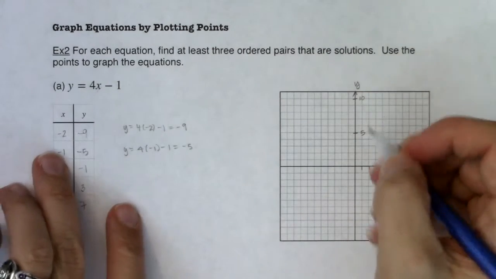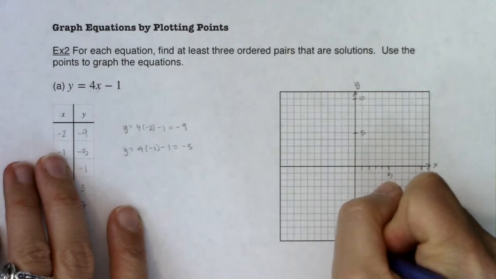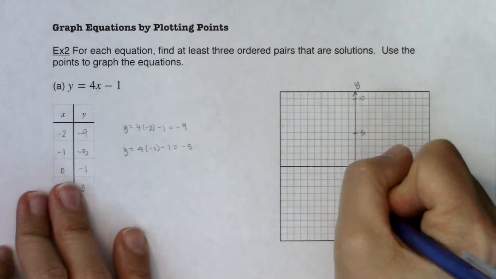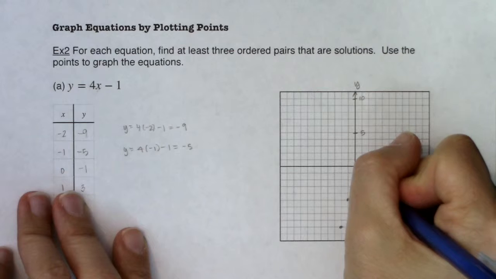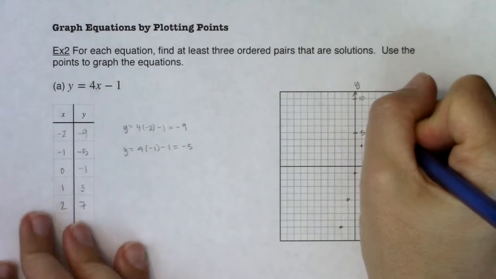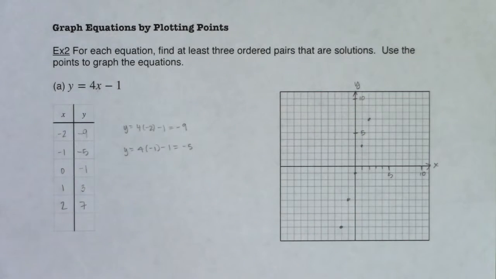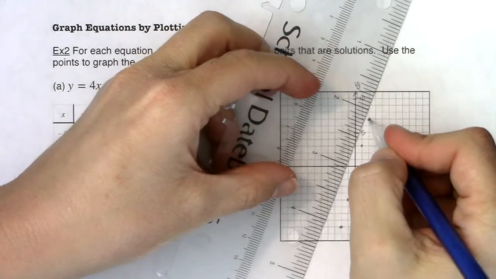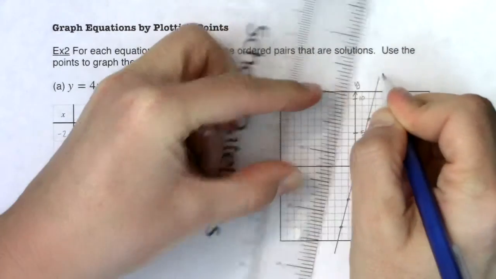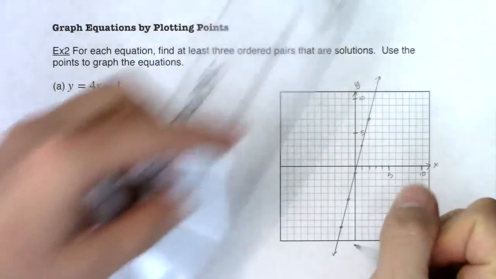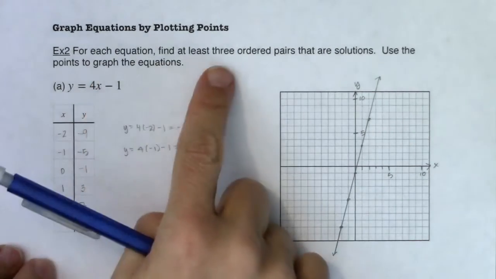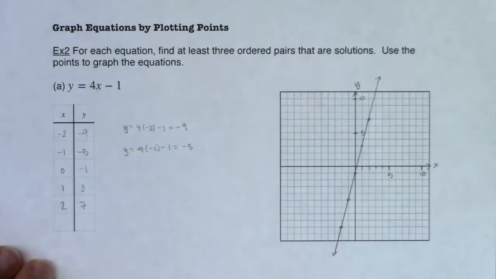All right, let's put some ordered pairs on here. So we've got negative 2, and then if I go negative 9, I'm going to come up this way. And then we've got negative 1, 1, 2, 3, 4, 5. I've got 0, -1. I've got 1, 3, 2, 3, 4, and 2, 7. So taking a look at that, I can see the line in here. Okay. So there we go. That's the graph of that equation, right? So for each equation, I did find 3 ordered pairs, and I used those points to graph the equation.